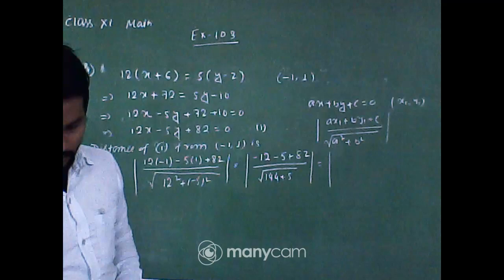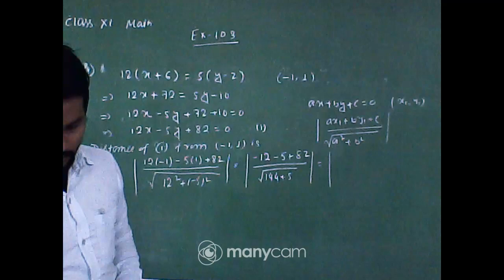Origin means 0, 0. So what is the distance of this line from the origin? The formula will be the same. The distance will be the modulus of 15 into 0 plus 8 into 0 minus 34, divided by the square root of 15 square plus 8 square. That is minus 34 divided by, if I do the calculation, 17. That is equal to 2. So the distance of the first line from the origin is 2 units.